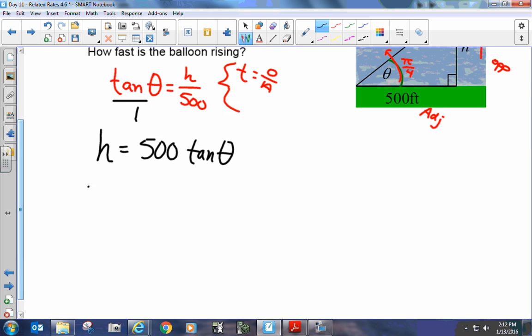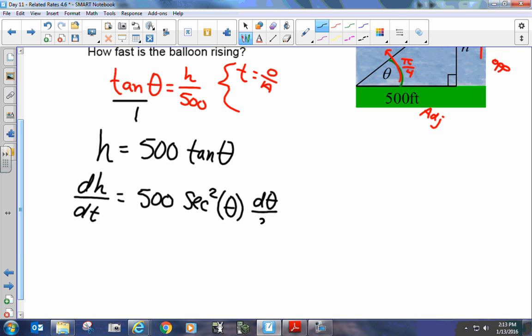So my dH. Now, you should get in the habit of writing with respect to time. I like to save space in writing. I don't write it, I just put it on the label in the end. You should get in the habit of this. Equals 500, because that's a constant. What's the derivative of tangent? Secant squared. Now keep in mind, it's secant squared of theta times the derivative of whatever the inside is, right? That's just d theta over dt, because it's with respect to time.